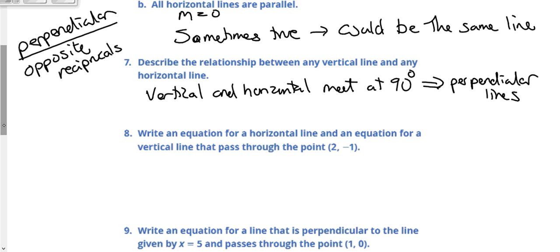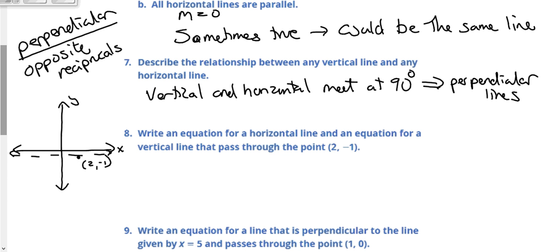Now, again, I'm a real visual learner. I've got to see what's going on here, so I'm going to do a quick sketch over here. This is my coordinate grid, my x, y. Point 2, -1 is right here. And I need to write the equation of the horizontal line that passes through that. So I'm going to do a little dashed line here.